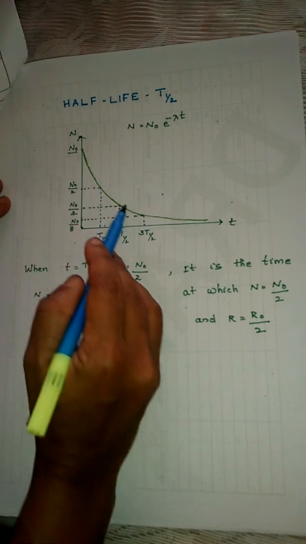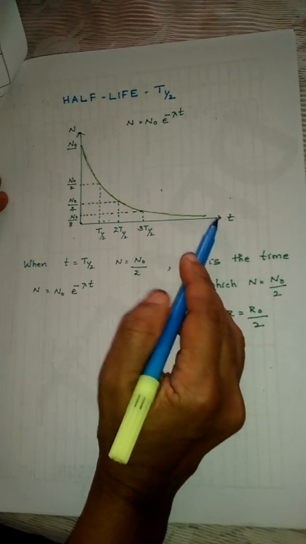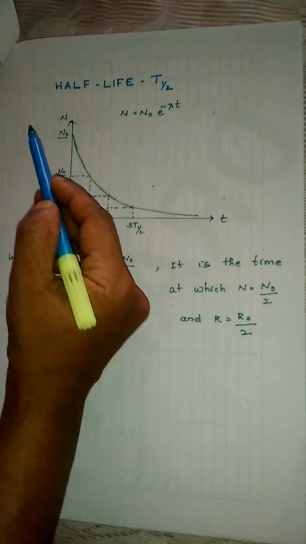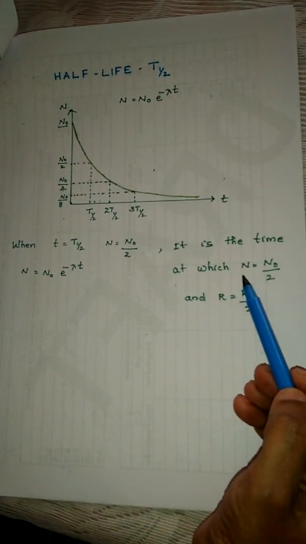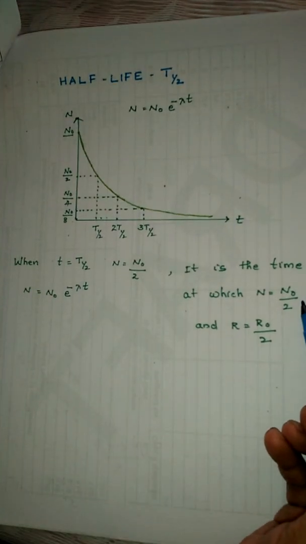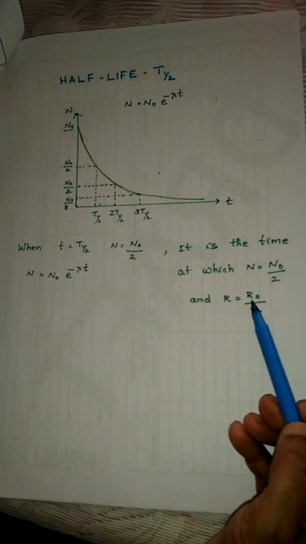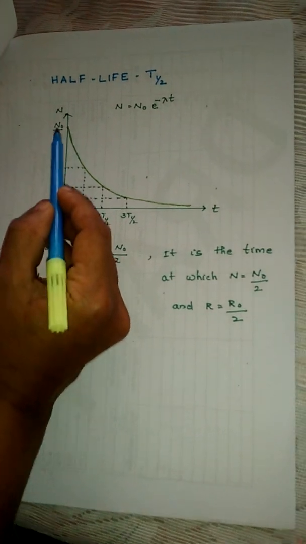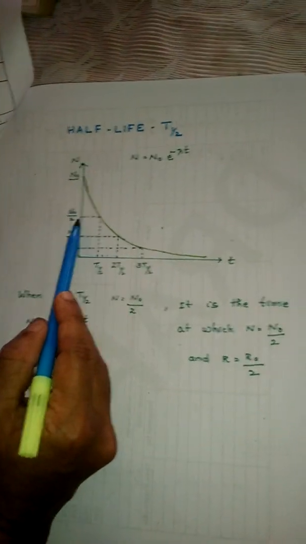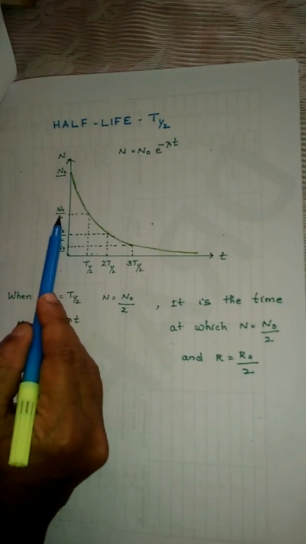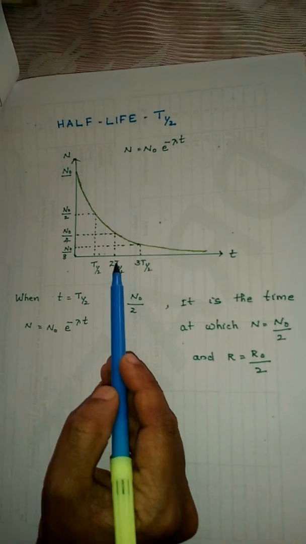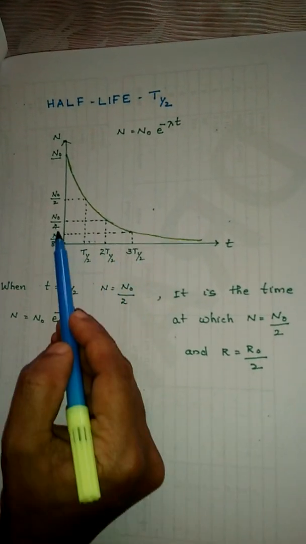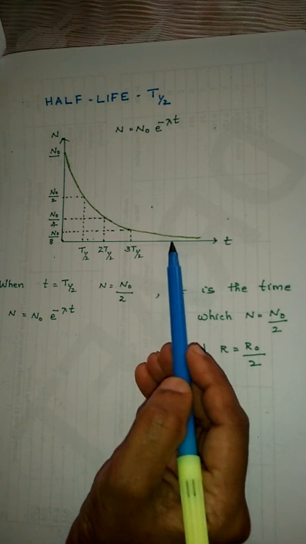That is, the number of nuclei decreases exponentially with time. N equals n0 e raised to minus lambda t. Now let us say half-life. Half-life is the time at which the number of nuclei becomes half the initial value, or rate of decay, or activity becomes half the initial value. That is, when t is equal to 1 half-life, initially the number is n0, and after a half-life, the number becomes n0 by 2. After 2 half-lives, the number again reduces to half, that is n0 by 4. After 3 half-lives, the number becomes n0 by 8, and so on.